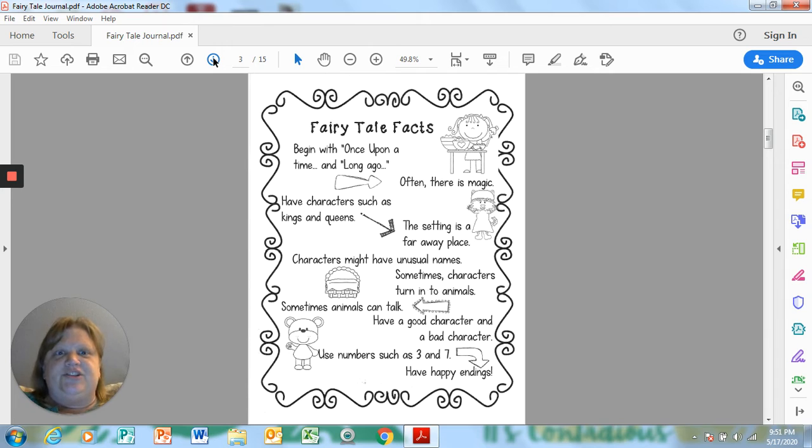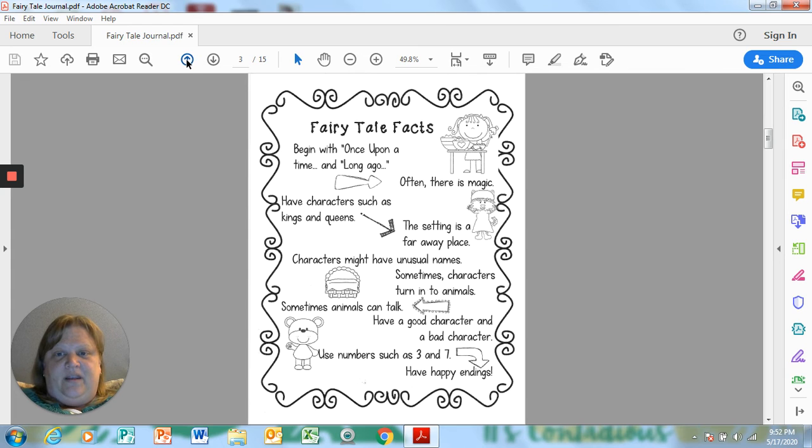So you just have to be listening. Think about Snow White. How many dwarfs are in Snow White? 7. It's the magic fairy tale number. Think about the little pigs. How many little pigs are there? There's 3. Isn't that amazing? So be listening for the magic fairy tale numbers.